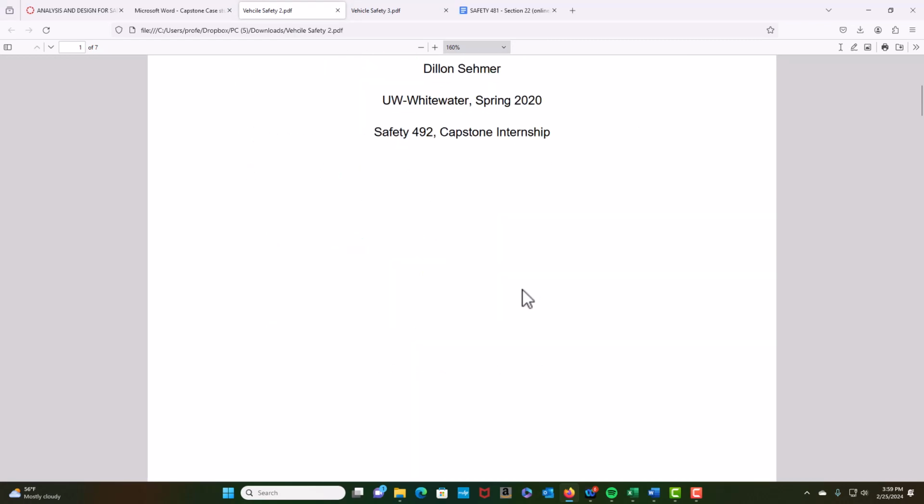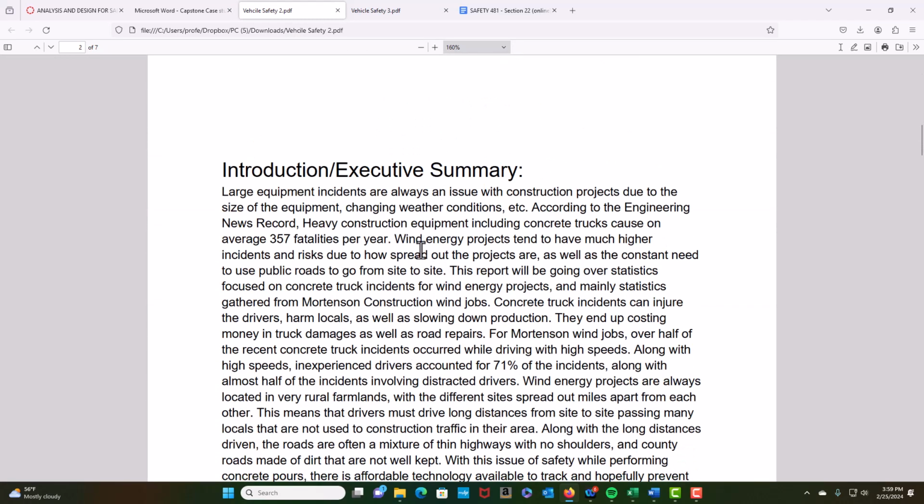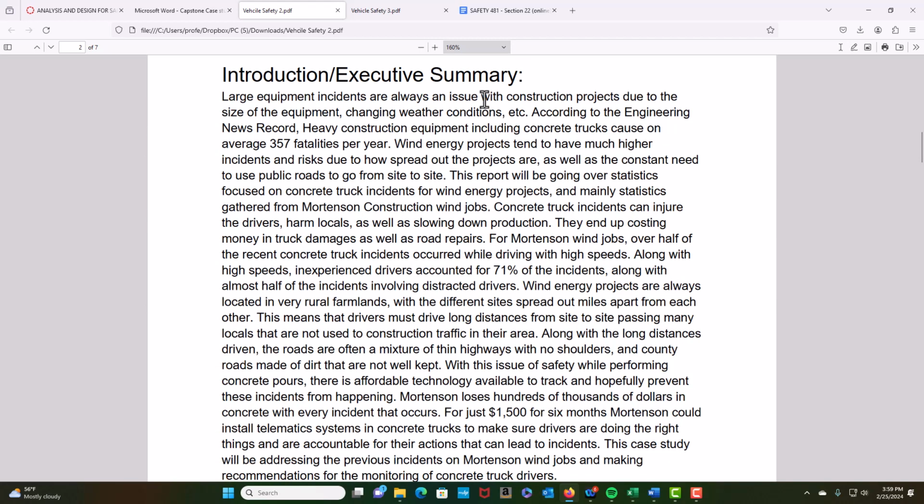This one is a concrete truck. All right, so intro, executive summary. Large equipment incidents are always an issue. It is, according to Engineering News. So I don't want this big high-level stuff yet. Save that for the intro. Wind energy projects tend to have much higher incidence and risk due to how spread out projects are. Okay. As well as the constant need to use roads. This report will be going over the statistics focused on concrete trucks for wind energy projects and mainly statistics gathered by Mortensen. Okay.